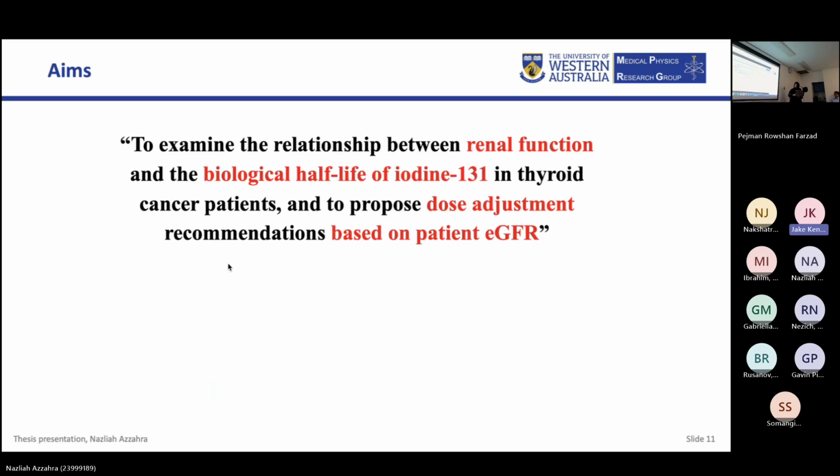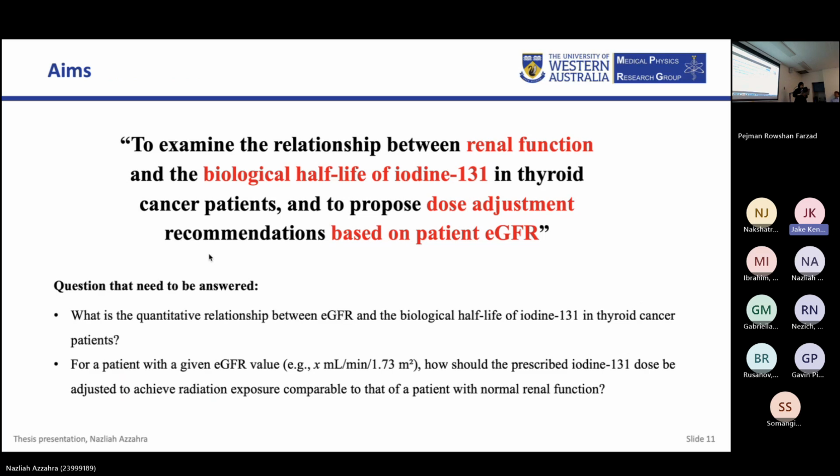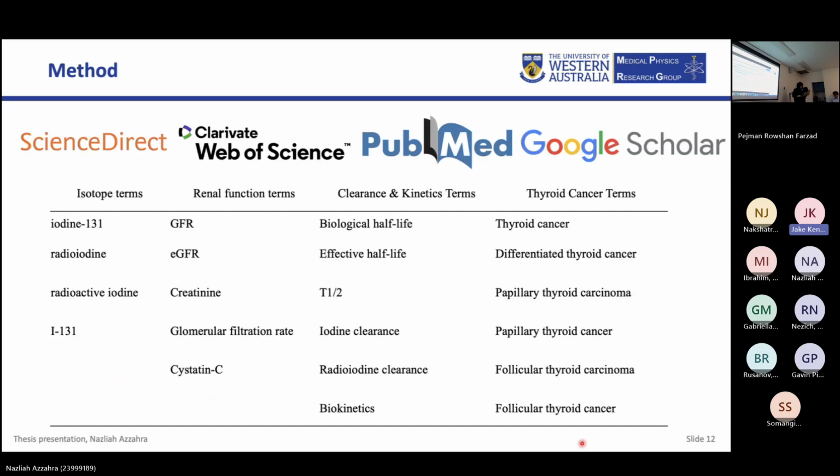So that's why the aim of this study is to examine the relationship between renal function and iodine half-life, specifically biological, in cancer patients, to propose dose adjustment based on patient eGFR. There are two questions that need to be answered. The first one is what is the quantitative relationship between eGFR and biological half-life, and the second question is if the patient has eGFR equal to X, for example, how should the prescribed iodine dose be adjusted so that the exposure is comparable to a patient with normal kidney function.